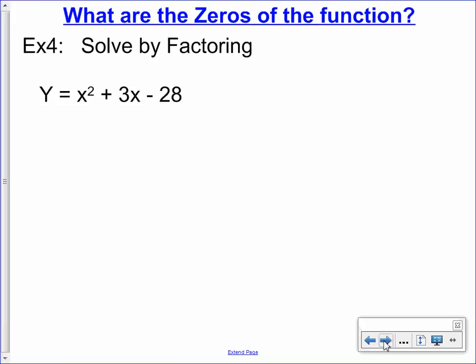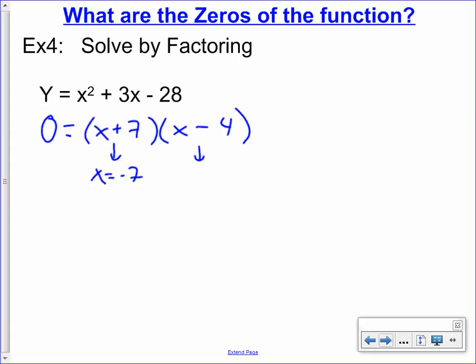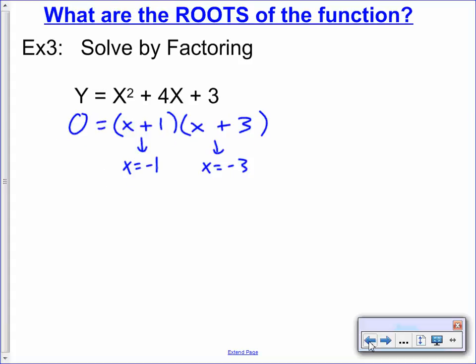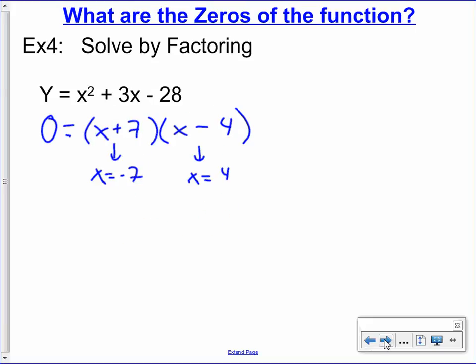All right, for this one, just set y equals 0. Factor, you've got x and x. 7 times 4 is 28, and positive 7 minus 4 is 3. Therefore, x equals -7 and x equals 4. Let me step back real quick. I showed you how to find the x's. So the final solution is {-1, -3} in squiggles. On this one, it's {-7, 4}.